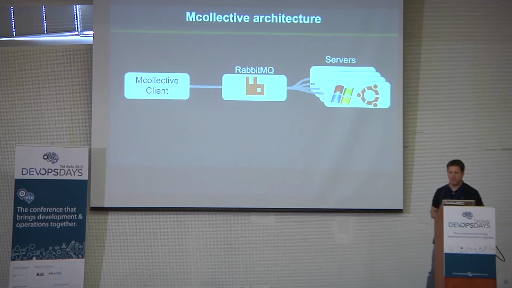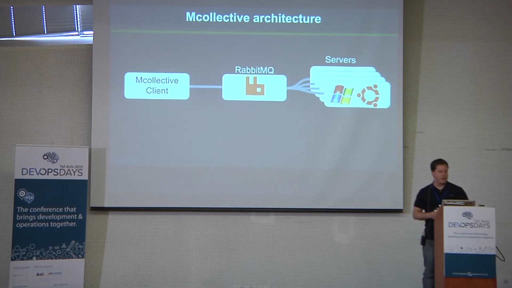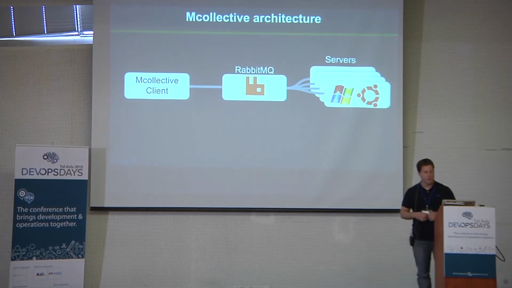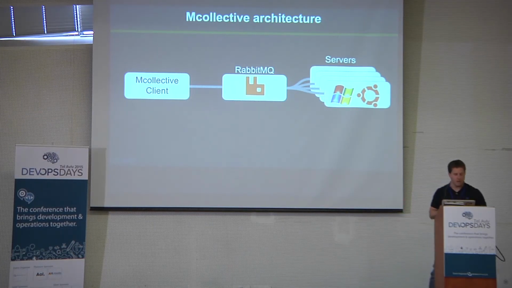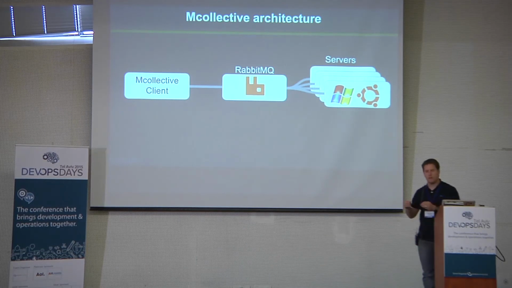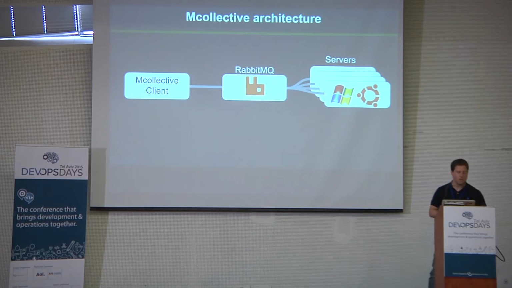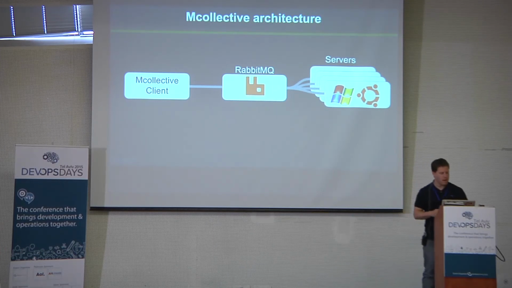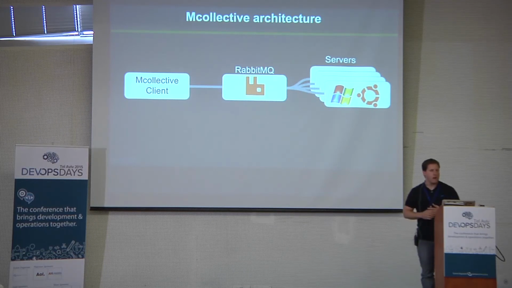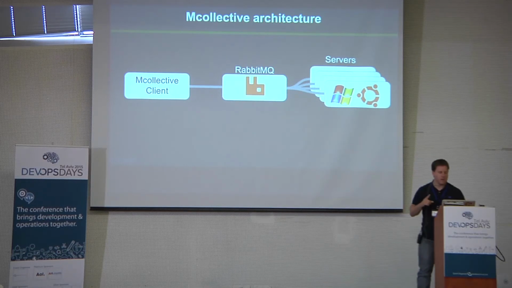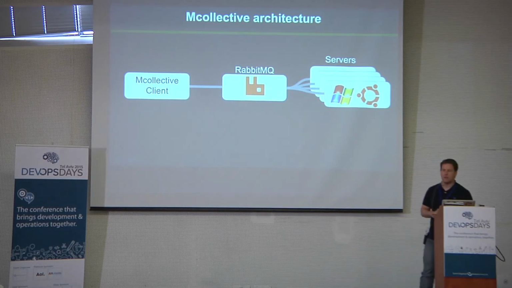MCollective is also from Puppet Labs, and it works with RabbitMQ or ActiveMQ. The names in MCollective are different: the client is what you know as the server, and the server is what you know as an agent or slave or client. So we have the MCollective client. It sends a message to RabbitMQ saying I want to run a command. It could be run Puppet, it could be start some service, or any plugin that is out there or any plugin you can write yourself.